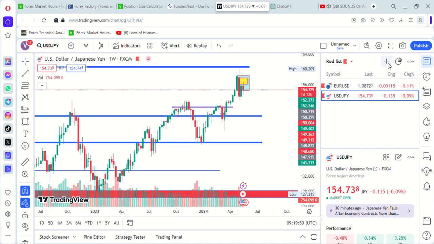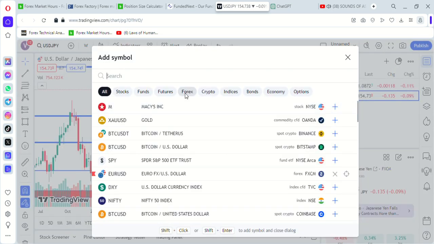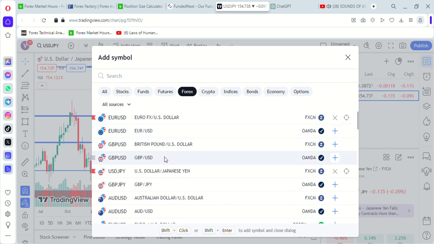I want to add another pair, so I will do a fresh analysis there. So let's go with GBP JPY.